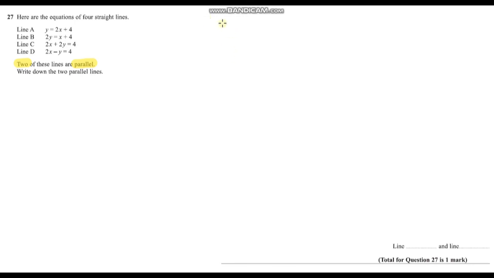And the easiest way to do that is to put them in the form y equals mx plus c. So if we put them in this form, we know that m is the gradient. Line A is already in that form. So the gradient of A, let's write this down, is 2, because it's just m in this case.